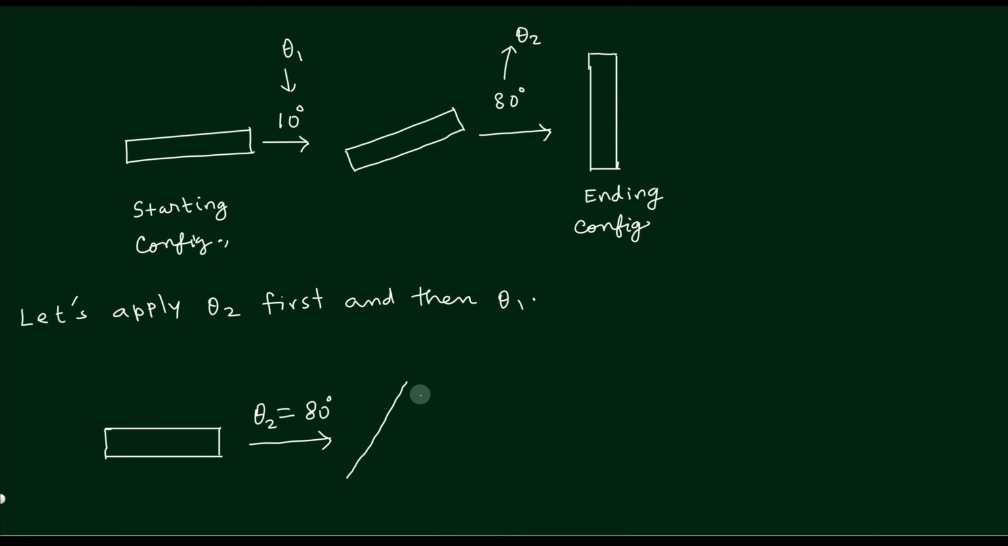Something like that, 80 degree rotation. So finish the diagram. And once the diagram is looking fine, you can now apply the first angle. First angle is how much? 10 degree. So now you have to rotate 10 degree. Then I will be getting vertical one.